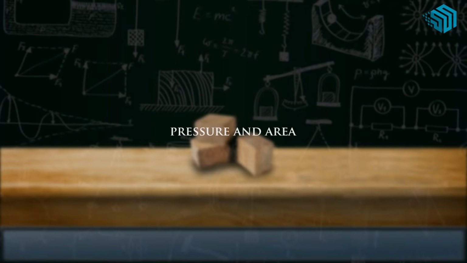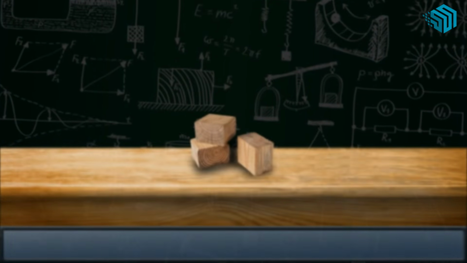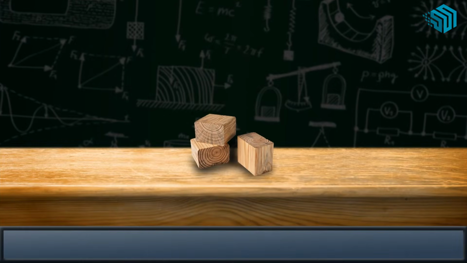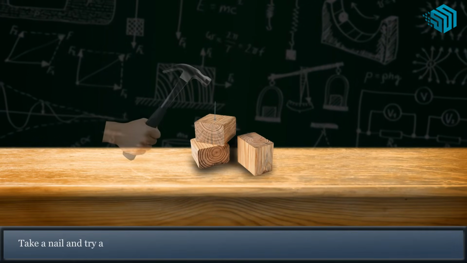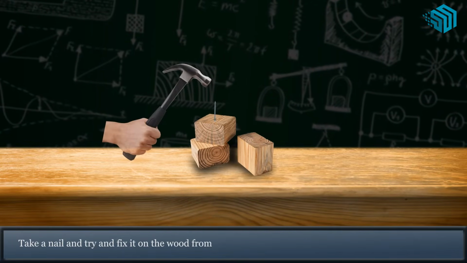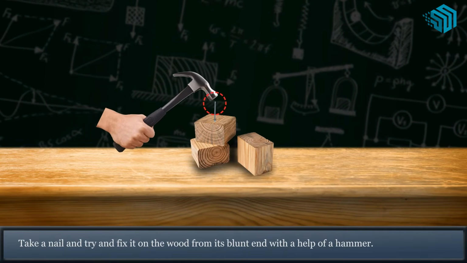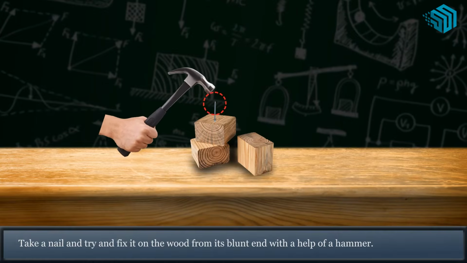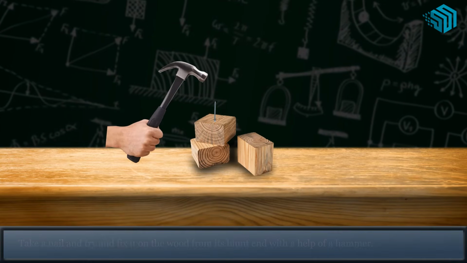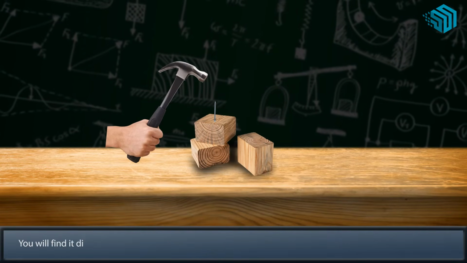Pressure and area. Let us learn this through an experiment. Take a nail and try and fix it on the wood from its blunt end with the help of a hammer. You will find it difficult to fix.